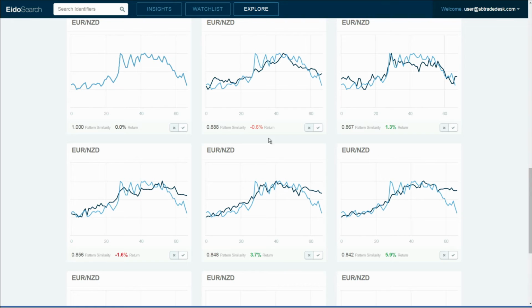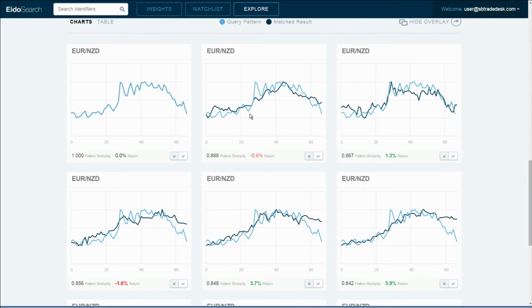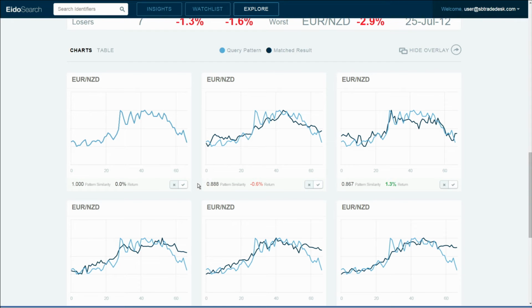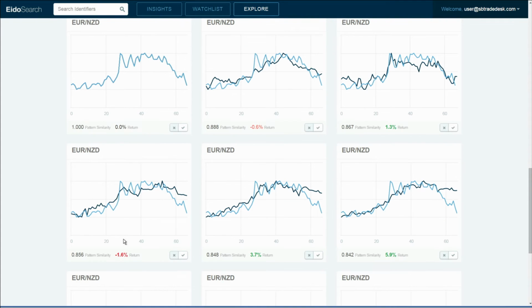Okay, you can see the similarity score here as well. The closest chart to what you chose to search is going to be the highest similarity score. So in this case, it's 0.888. All right, so that similarity score right there. You can see the next one, 0.867, so on and so forth.